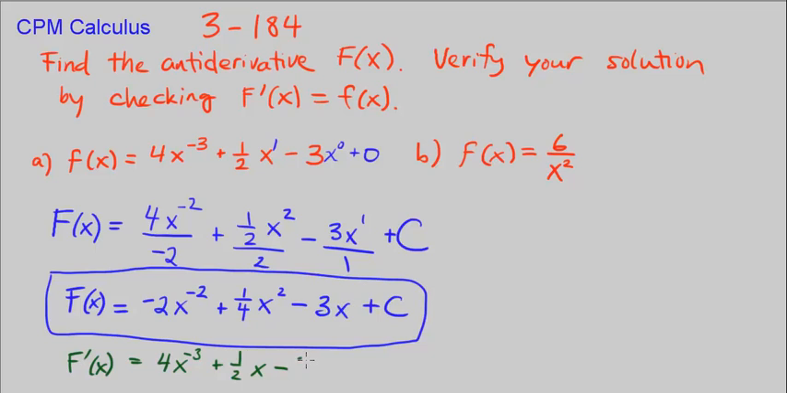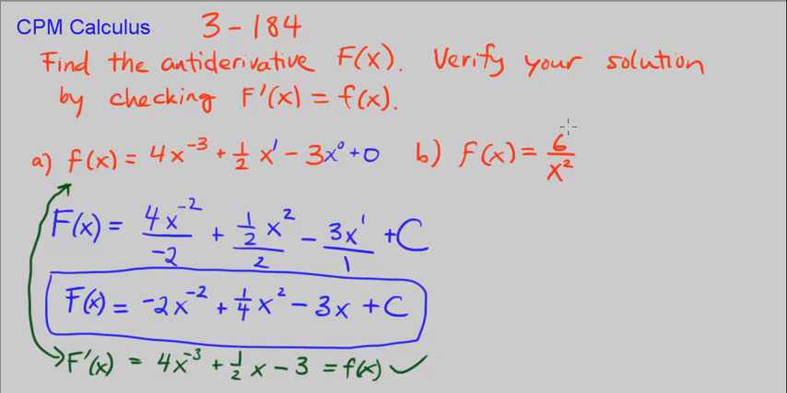Minus 3, right? Bring down the exponent, subtract 1, plus 0. All right? The C constant is canceled. Do these match? Yes, that's equal to f of x. So we verified it. Okay? Let's go ahead and do part B.